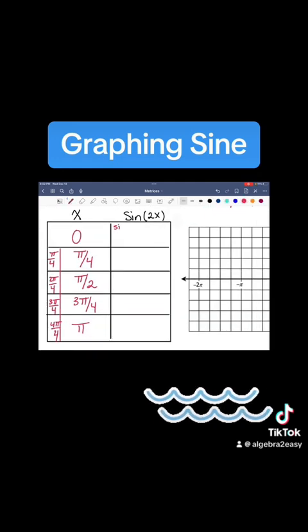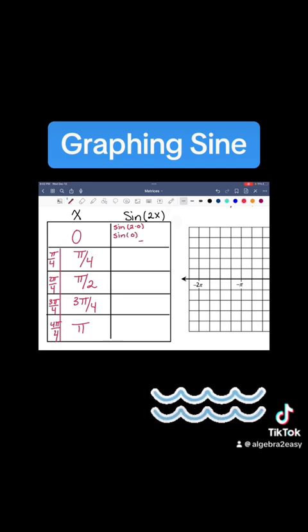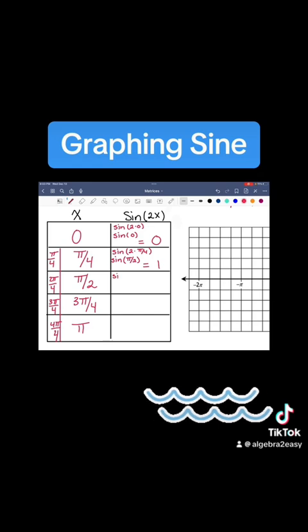So these are the numbers we're going to plug into our function here. Let's start with sine of 2 times 0. So you're going to multiply first and then evaluate. So this is sine of 0. Well, sine of 0 is 0. Let's try the next one. Sine of 2 times pi over 4. All right, well, that's going to give me sine of pi over 2. And what is sine of pi over 2? It is 1.